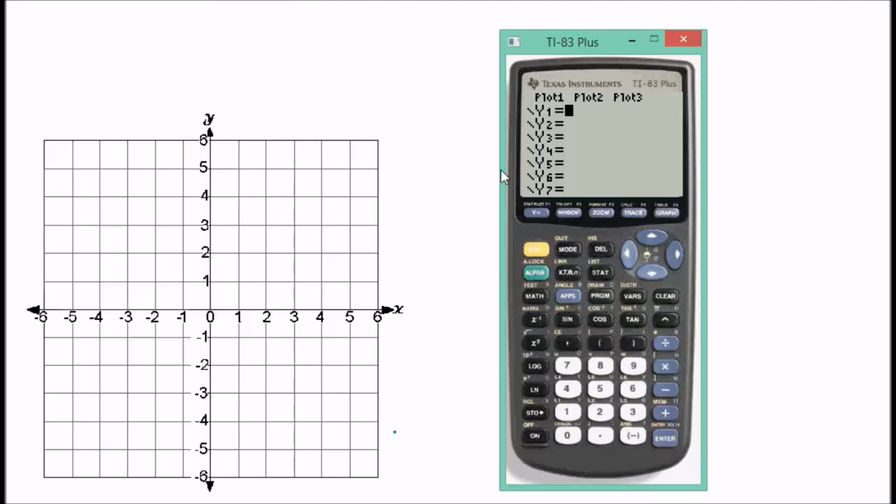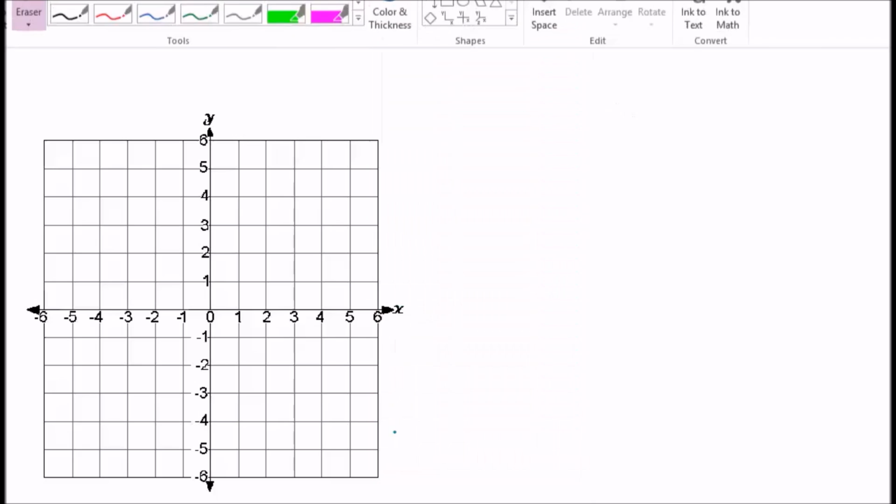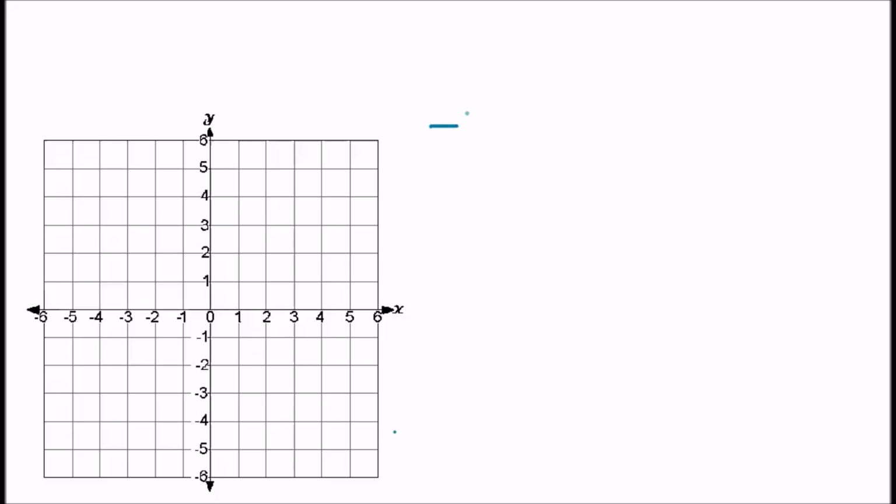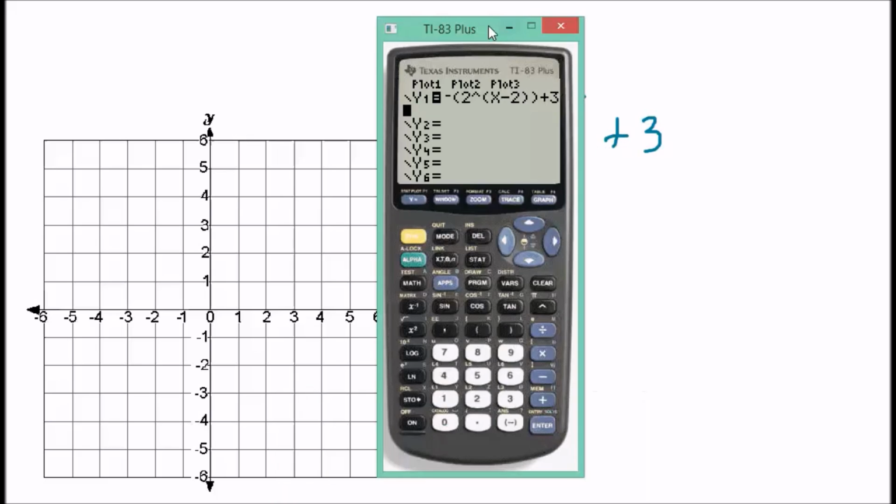So let's take a look at an equation I just made up. Negative 2 to the x minus 2 plus 3. And if you saw this written down, it would look like this. Just so you know, it's negative 2 to the x minus 2 plus 3. And the way we have to enter that into our calculator is like this.